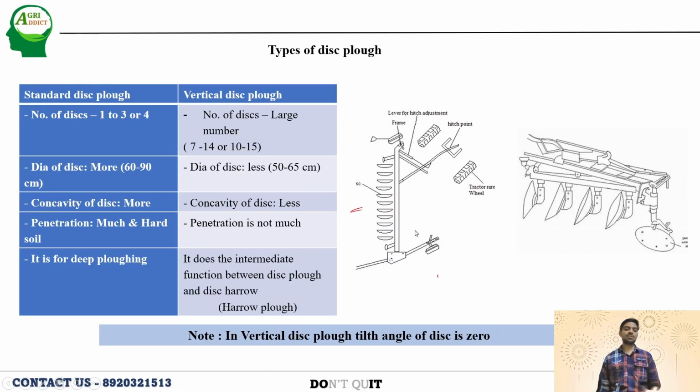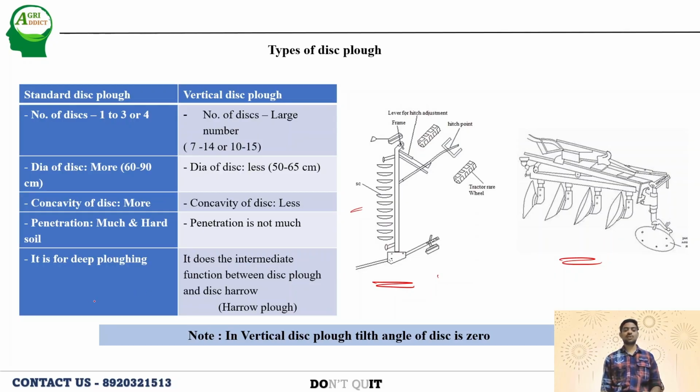Next, types of disc plow. As the name says, vertical means it will be in the vertical. See, this is vertical, and this is the standard disc plow. Here, the number of discs is less. Here, the number of discs is more, and here penetration is not much in case of vertical disc plow because it is not that efficient because of less thrust. Whereas this gets more thrust, and the penetration is more.